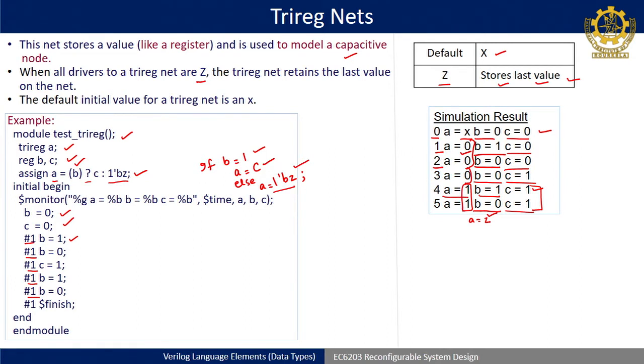Understood. So you can simulate this. This is how actually trireg works. So here it is very important to remember that the default value of a register is X, and the default value of a trireg is also X, and the default value of a net is Z.